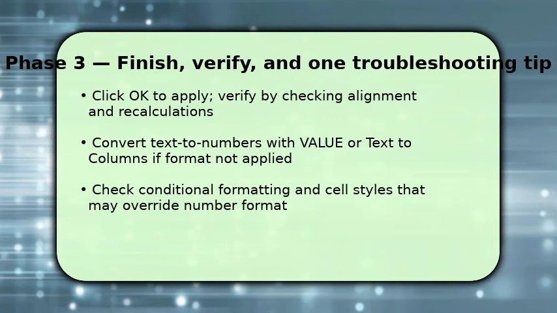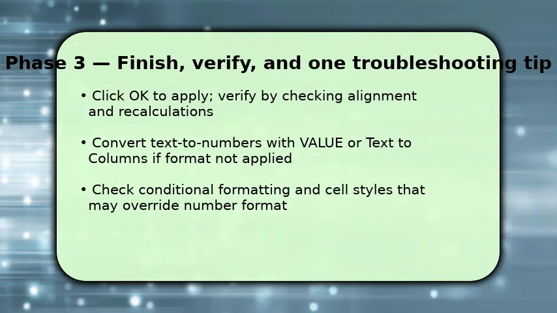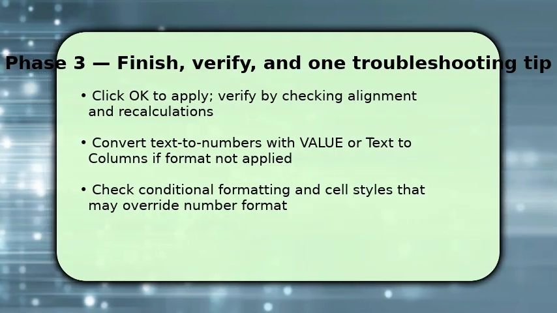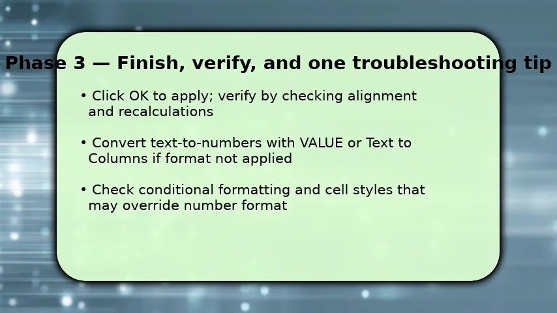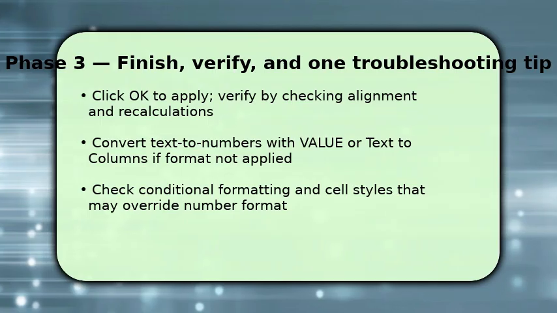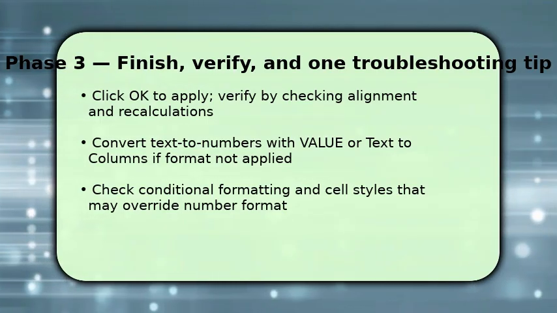Click OK to apply the new number format and verify results by checking cell alignment and recalculated formulas. Numbers align right by default, text aligns left. If formatting didn't stick, convert cells stored as text using text to columns, paste special multiply, or the value function. Make sure there are no hidden characters.